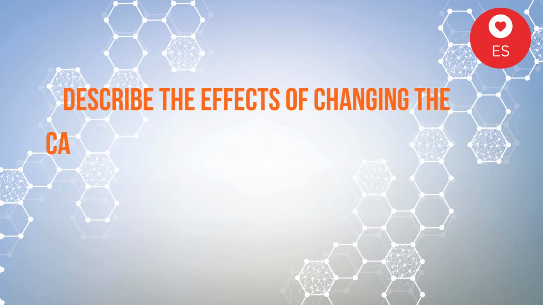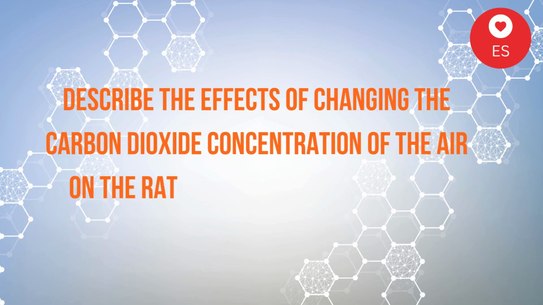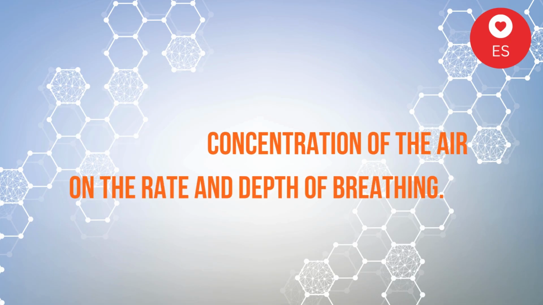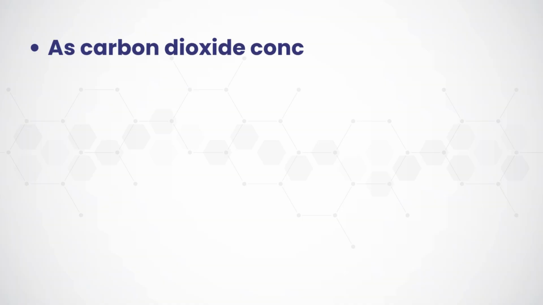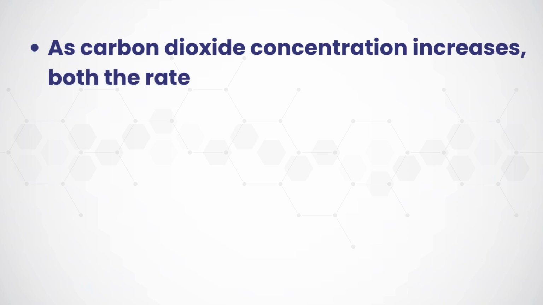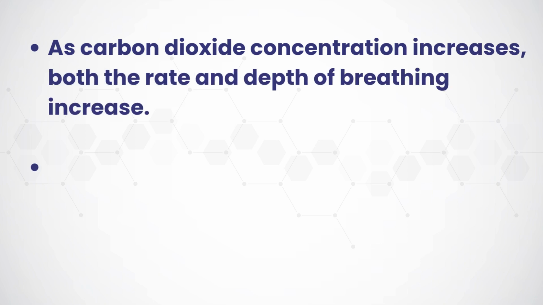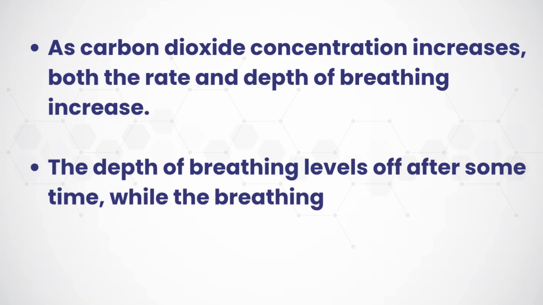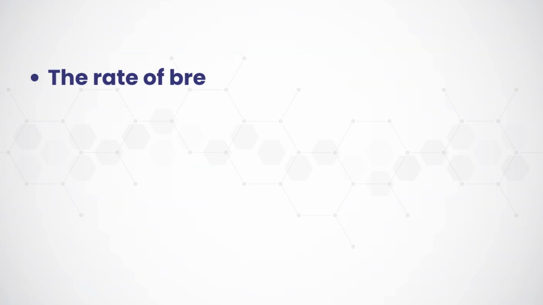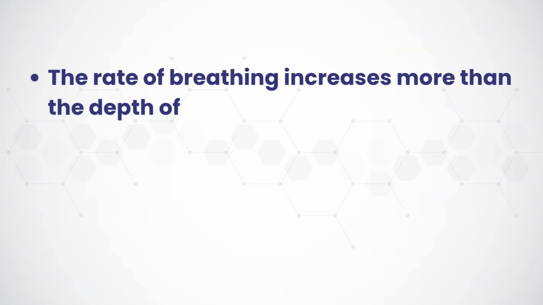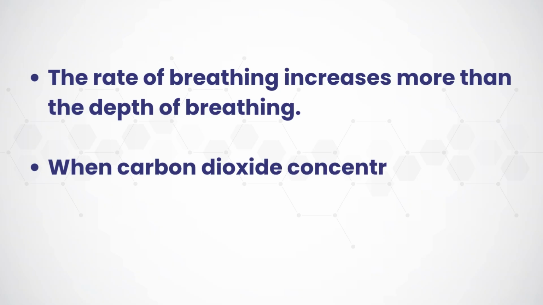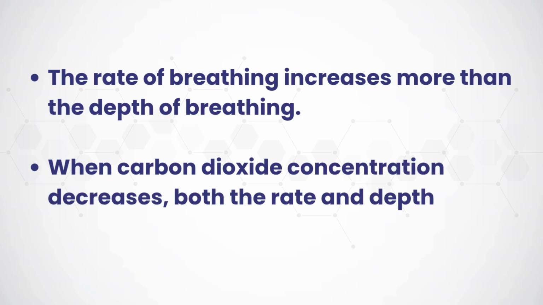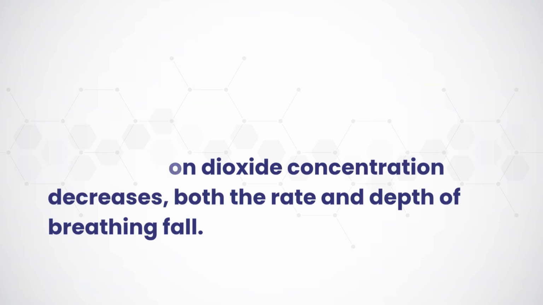Describe the effects of changing the carbon dioxide concentration of the air on the rate and depth of breathing. As carbon dioxide concentration increases, both the rate and depth of breathing increase. The depth of breathing levels off after some time, while the breathing rate continues to rise. The rate of breathing increases more than the depth of breathing. When carbon dioxide concentration decreases, both the rate and depth of breathing fall.